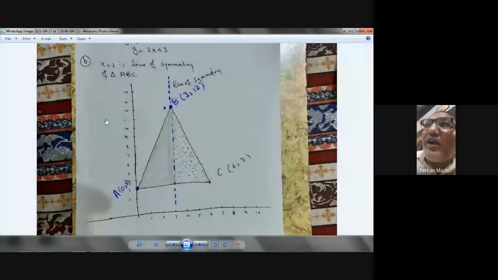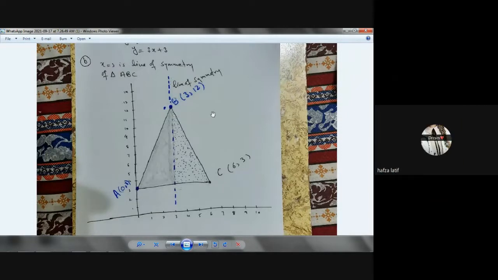So I know the point A, whose coordinates are 0, 3. I know the point B, its coordinates are 3, 12. He says the line of symmetry is x equals 3. x equals 3 is a vertical line. So you can see here the dotted line. That is the line of symmetry. So now I want to find out the point C, which is not given to us.